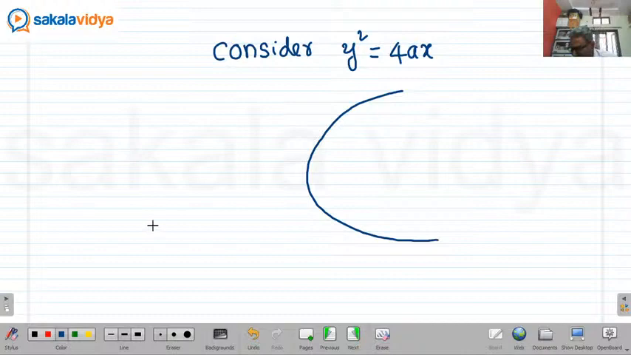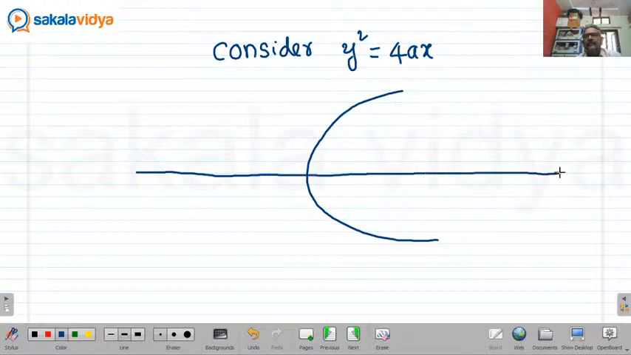Understood now? Okay. Now for example, take axis. This is axis, say x, this is x dash. This will be the vertex. That means intersection of the curve with the axis is called vertex.